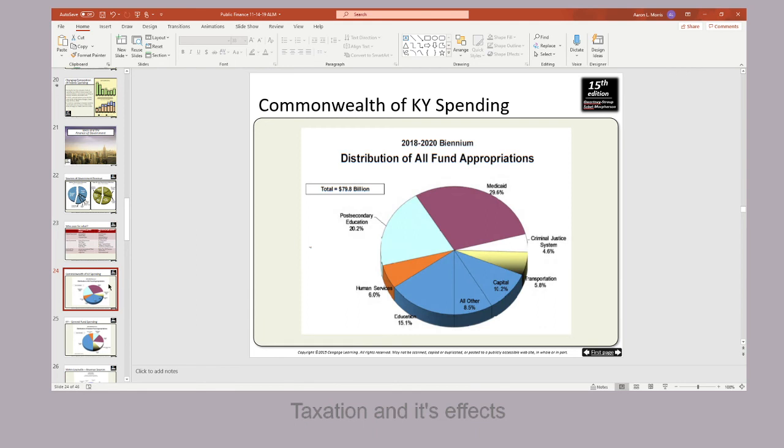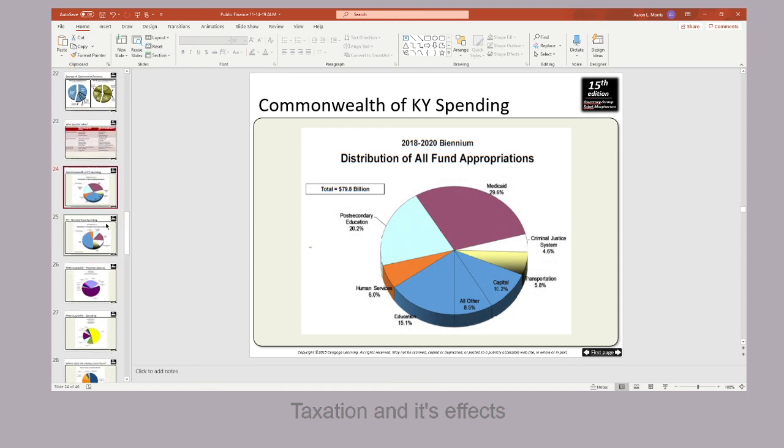Here's an example of the Commonwealth of Kentucky, all spending in the Commonwealth of Kentucky. Note that about a third of this spending in the 2018 to 2020 biennium is Medicaid. About 20% is post-secondary education. That's our colleges and universities. And about 15% is on K through 12 education. So of about $80 billion that the Commonwealth of Kentucky spends, here's largely where they spend it.